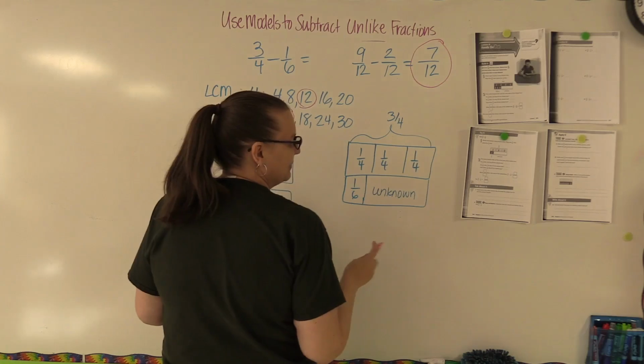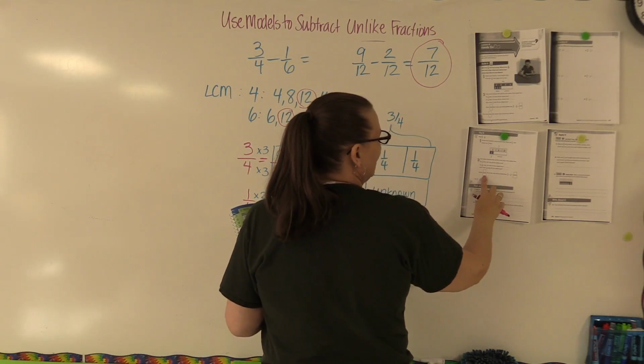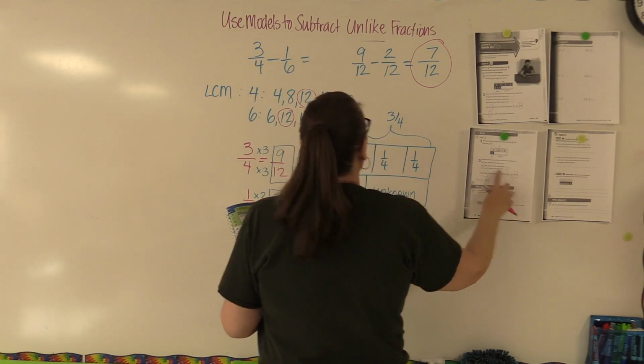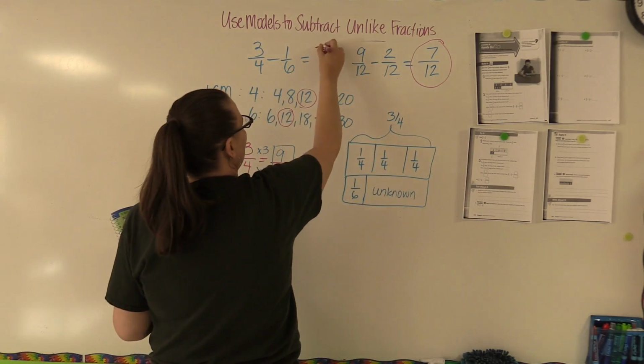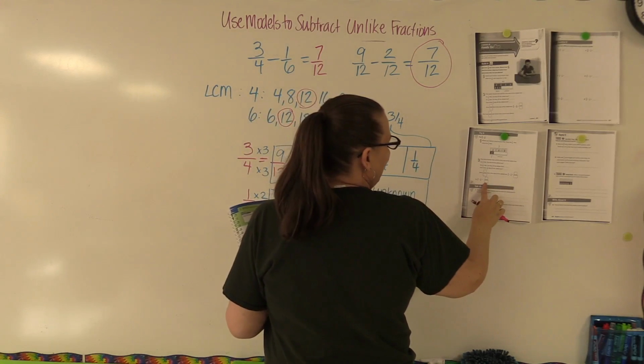There's 7 of them. So that's going to go there. So 7/12 goes in this blank. 3/4 minus 1/6, just like we did, is 7/12. That's going to go right there and also right there.